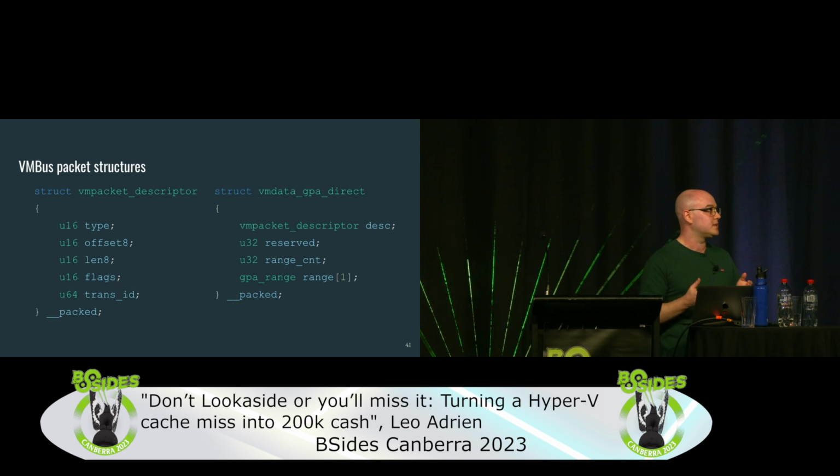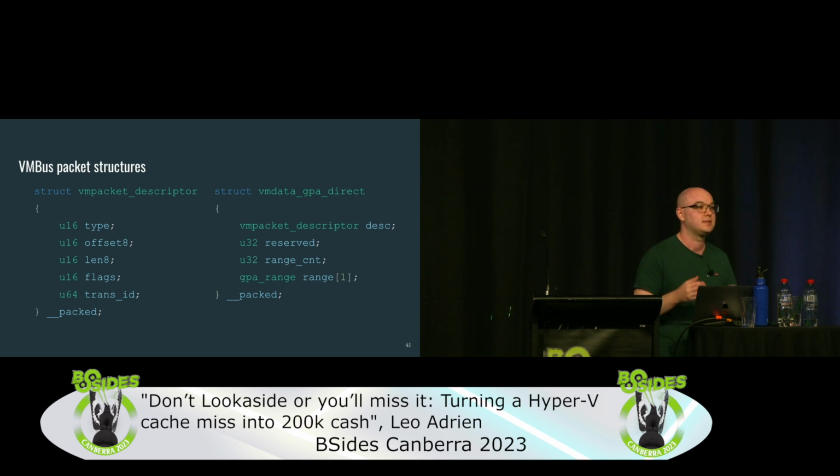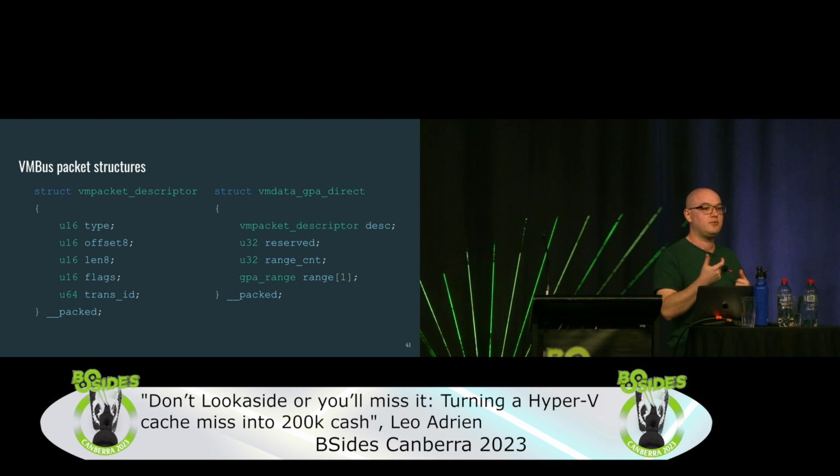And this particular type, the VM data GPA direct, contains the GPAs, guest physical addresses. So this is where the guest's like, hey, host, I want to send you some information. Say I want to read 2,000 bytes of data from a virtual hard disk into some buffer, right? It's going to send this packet. And instead of having just a 2,000 byte buffer in the packet, it's going to say, hey, here's the physical addresses, the guest physical addresses I want you to write to.